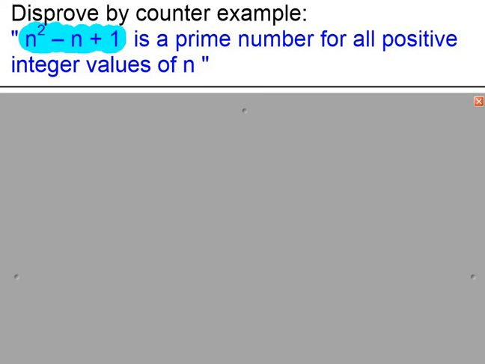n. So we need to substitute in a value of n, which is a positive integer, that will give us something that's not a prime number. We're going to disprove by giving a counterexample.